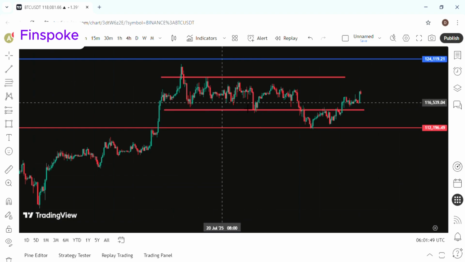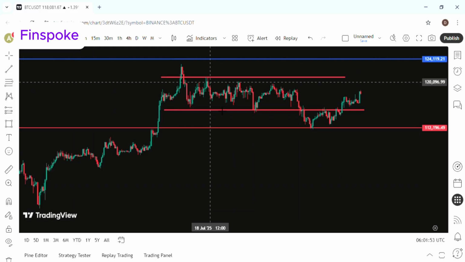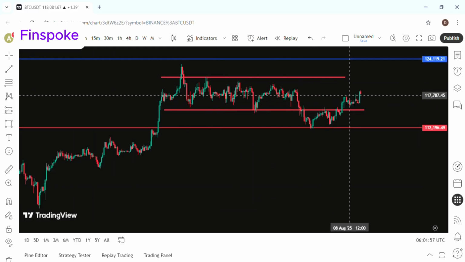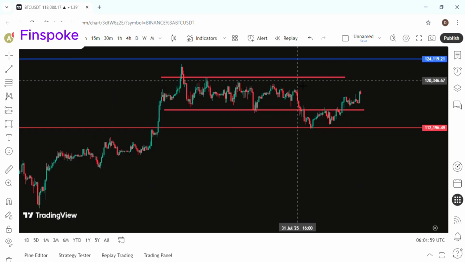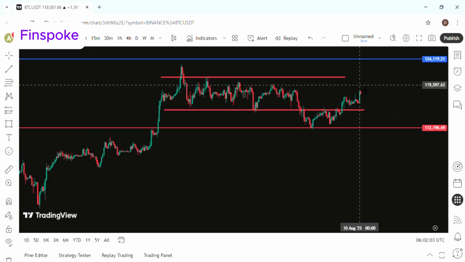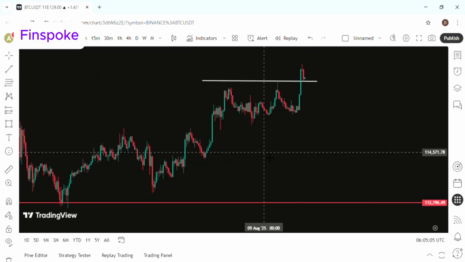At the 4 hours, you can discover that price was formerly ranging between this zone and this zone. And there was a breakout here, and it's actually moving up. It has not gotten to the resistance zone, but it is heading in that direction. So we want to go to the 1 hour time frame to look for an area of interest.